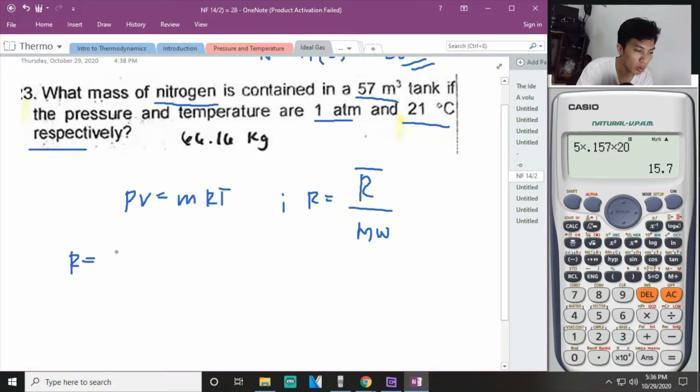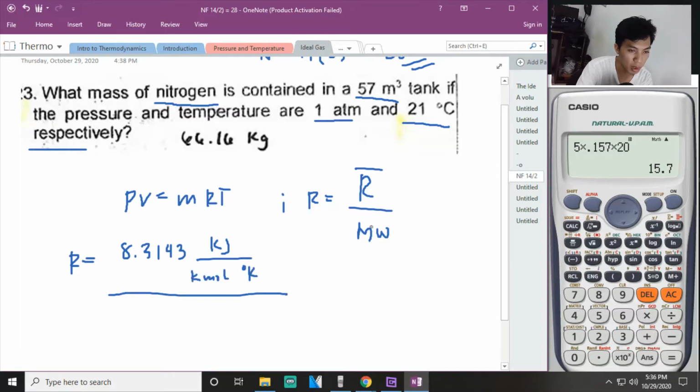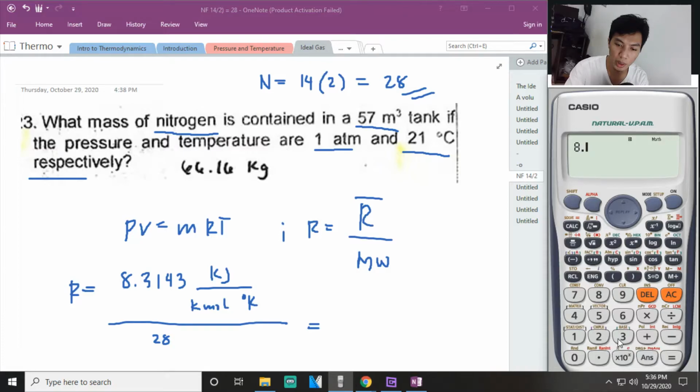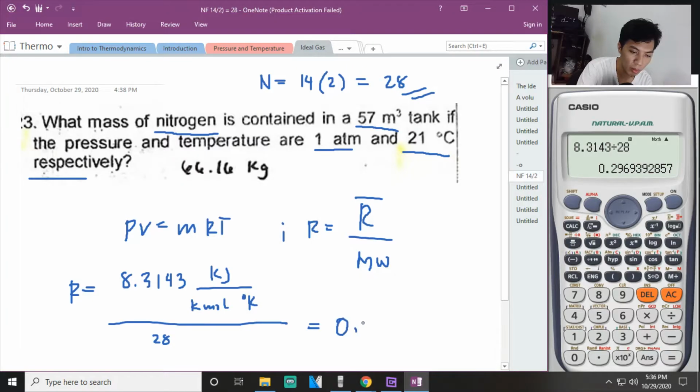So, R equal to R bar. Ano yung R bar mo? 8.3143 kilojoule per kilomole degree Kelvin. Divide mo ng molecular weight. Diatomic parati ang nitrogen. That is 28. So, 8.3143 divided by 28. That is 0.2969 kilojoule per kilogram degree Kelvin.